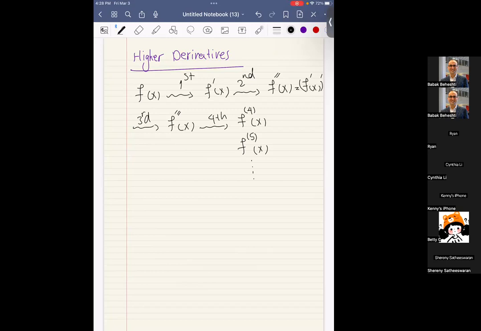Okay. So for example, if f of x is x cubed, then what is f prime? It is 3x squared. What is f double prime? You just take the derivative again. What is the derivative of x squared? 2x, right? So f double prime is 2 times 3 times x. So it is 6x.